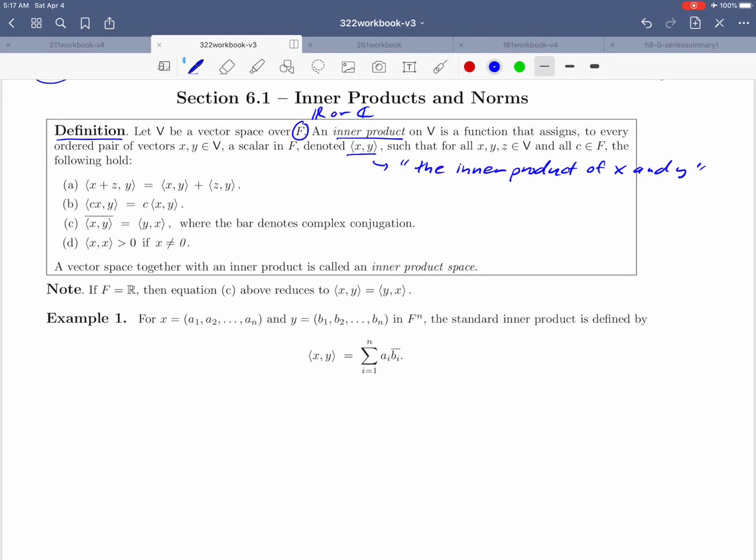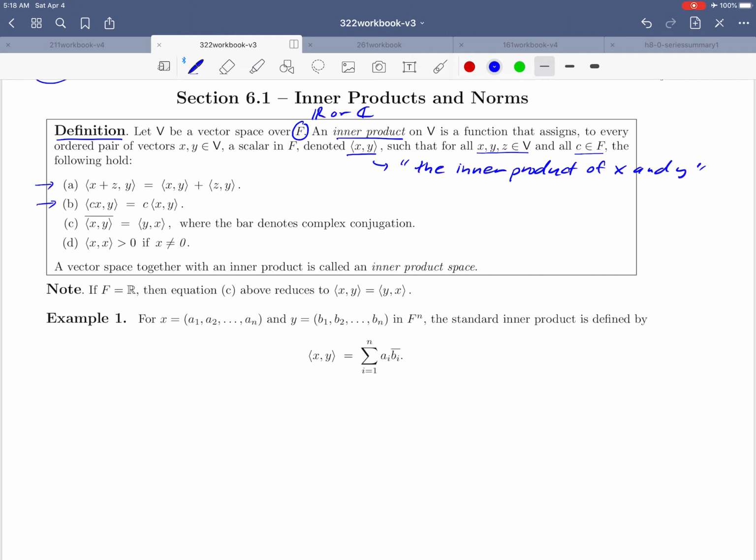Okay, and this inner product of those two vectors x and y has to obey a set of rules, which we're going to list here. As we read these together, keep in mind that x, y, and z are vectors, and c is a scalar from our field. Starting with rule A, it tells us that if we take three vectors x, y, and z, and we take the inner product of x plus z with y, we'd like to be able to split that up into the inner product of x with y and the inner product of z with y.